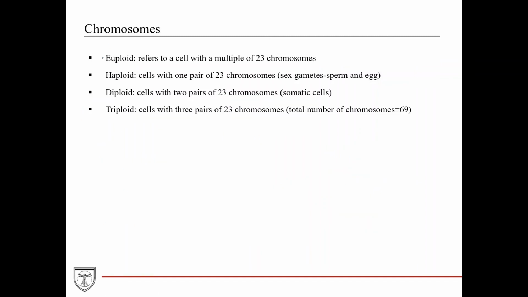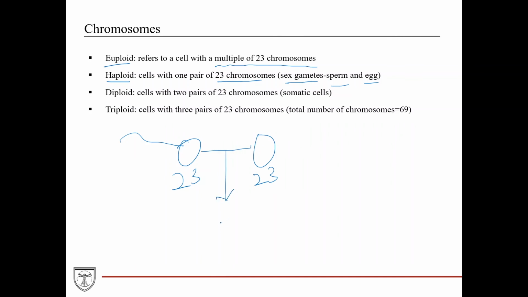So these terms refer to the number of chromosomes within a cell. You have euploid, which is where a cell has a multiple of 23 chromosomes. So they could have 23, 46, 69, and so on. Each of these terms describes what multiple of 23 they have. First you have haploid, which are cells with one set of 23 chromosomes. This is what you would describe the sex gametes, so the sperm and the egg. You've got 23 chromosomes in the sperm from dad, and 23 chromosomes in the egg from mom. Then fertilization occurs, and you get 46 total, 23 pairs.